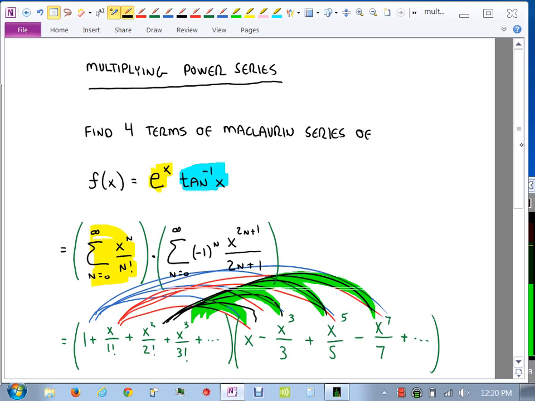Look back at your table. What's the radius of convergence for e to the x? Infinity. What's the radius of convergence for arctan? 1. So when you multiply the two together, the radius of convergence would be 1, because arctangent would be restricting our radius to 1.